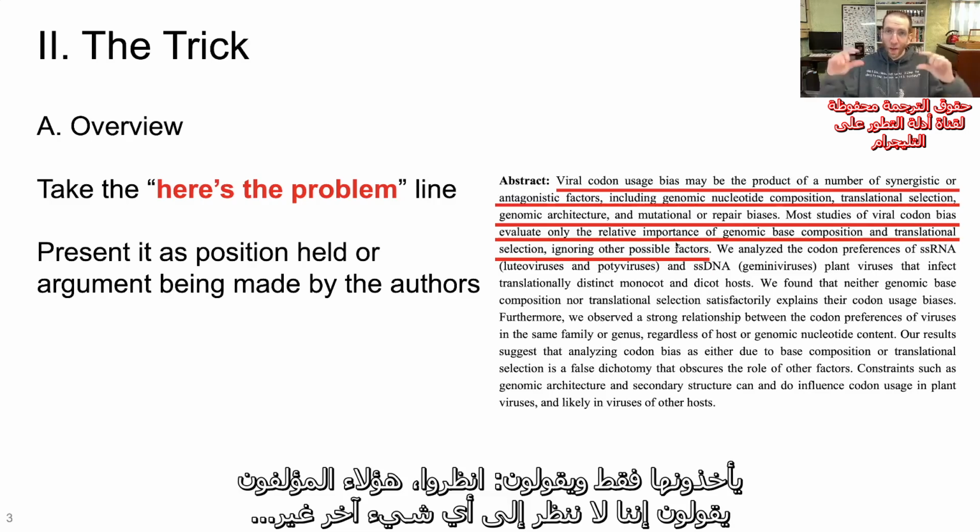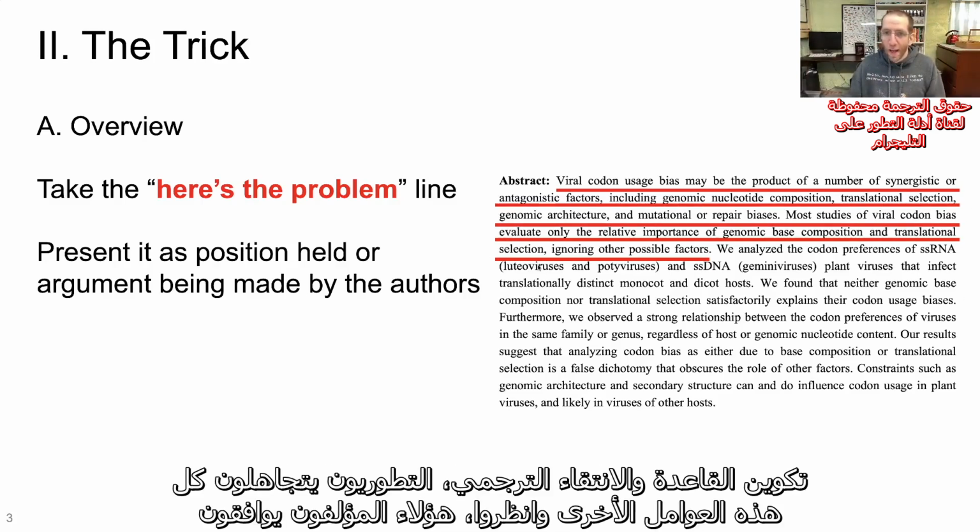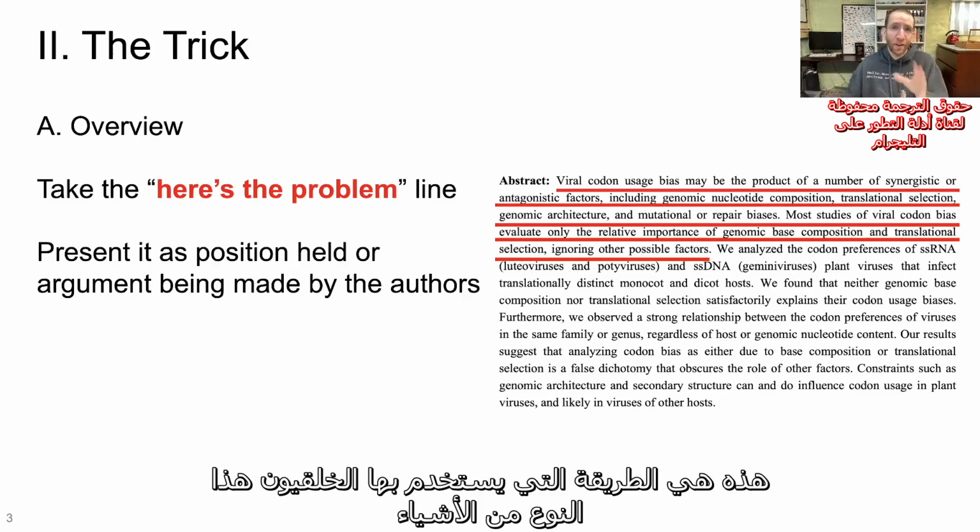They just take that and say, look, these authors say that we don't look at anything beyond, in this example, base composition and translational selection. Evolutionists just ignore all these other factors, and look, these authors agree. That's how creationists would use this kind of thing.